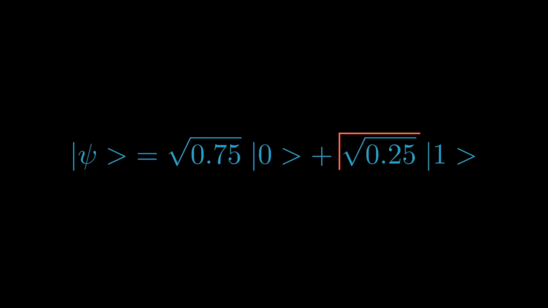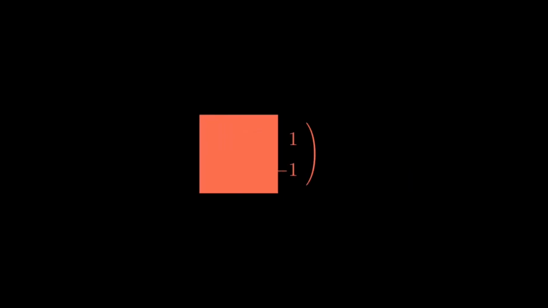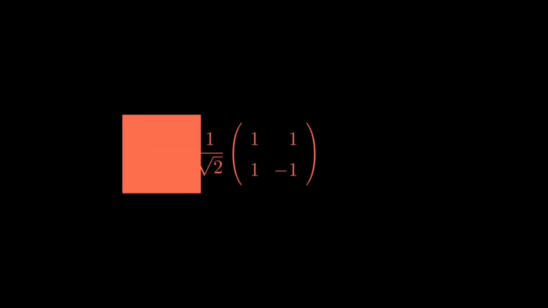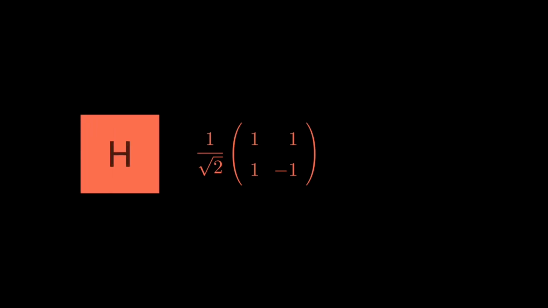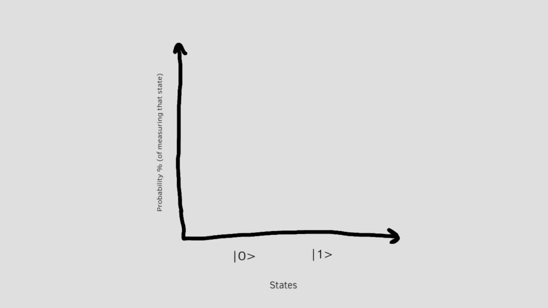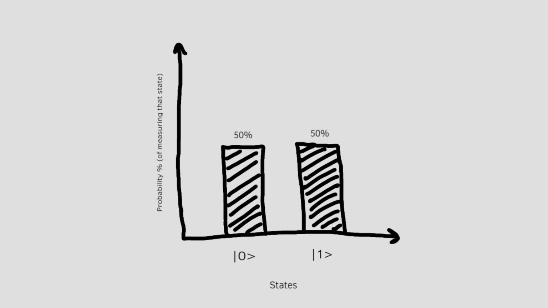What can help us achieve superpositions? The Hadamard gate. Applying it to the 0 state gives us an equal superposition between 0 and 1. Applying it to the 1 state gives us the same result but with an opposite sign. This is what its probability distribution graph looks like in an ideal case.